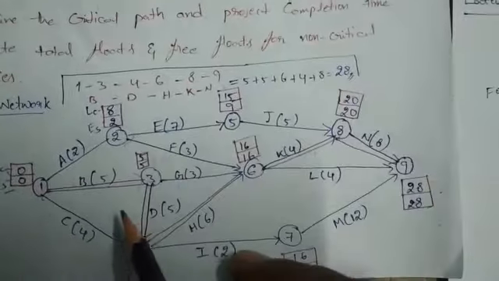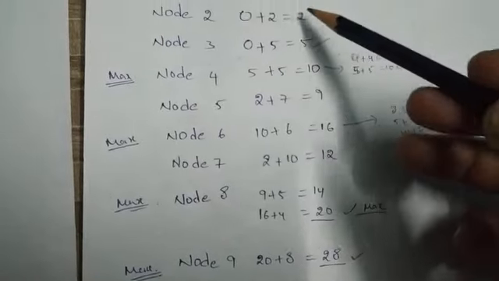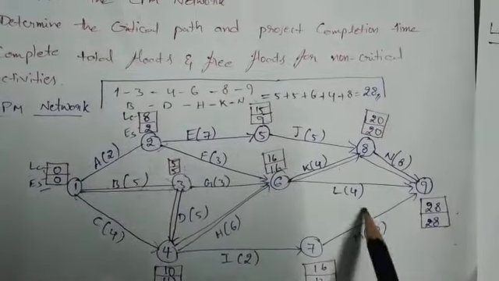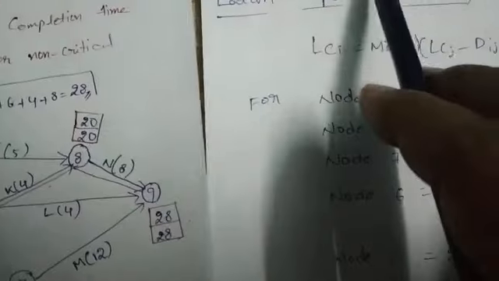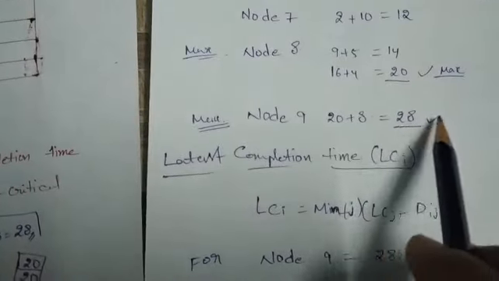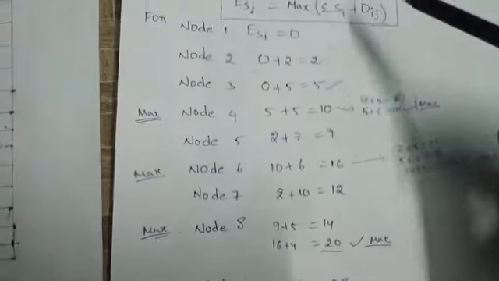This is the procedure for all the nodes, for each and every activity, for the earliest start time. It will continue through to the 9th node. The last node, node 9, is 20 plus 8, which is 28. The remaining nodes follow the same procedure.